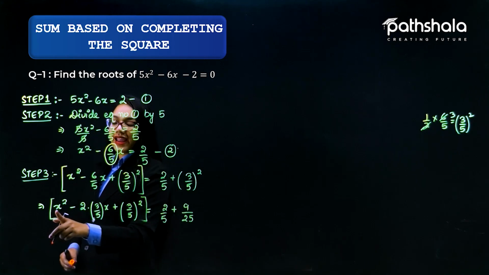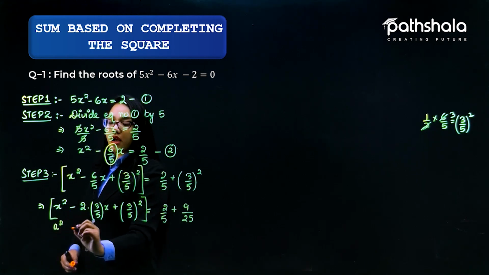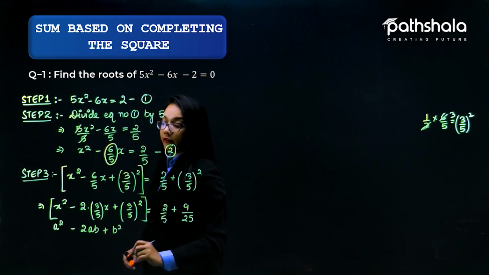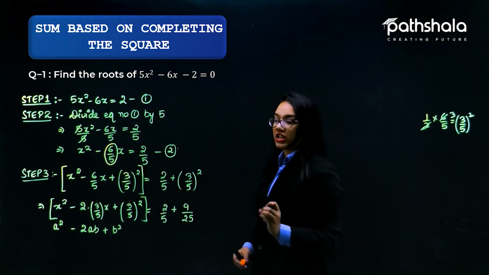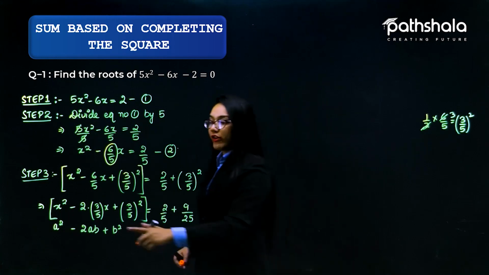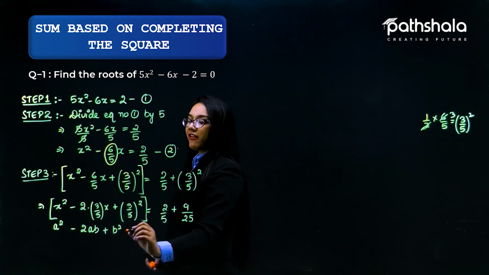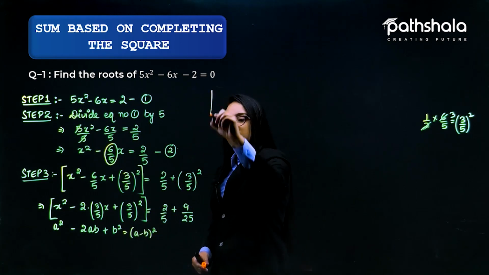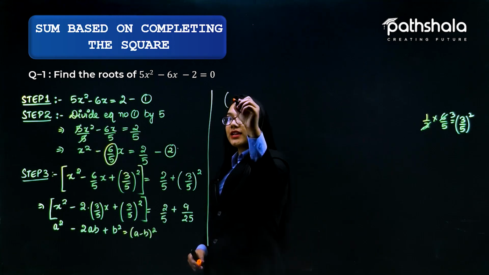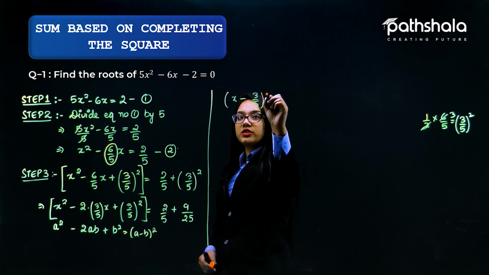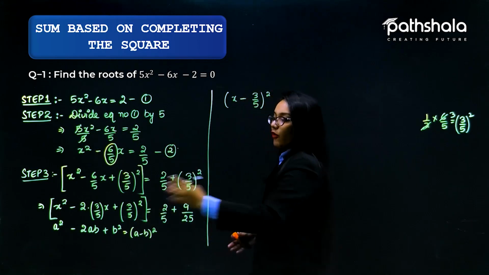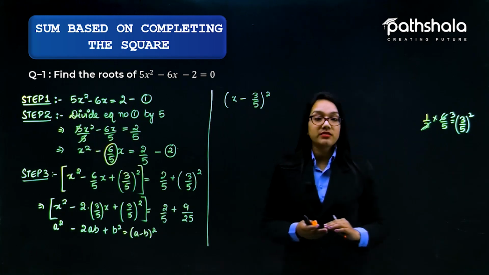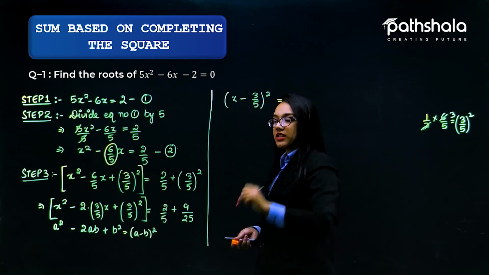If we look at this formation, we can see this is of the form a square minus 2ab plus b square. We can apply an algebraic identity here, a square minus 2ab plus b square, where a is x and b is 3 by 5, which is equal to (a minus b) whole square. So using this concept, we can write this equation as (x minus 3 by 5) whole square. We have converted the expression on the left hand side into a perfect square, (x minus 3 by 5) whole square, which is equal to 2 by 5 plus 9 by 25.